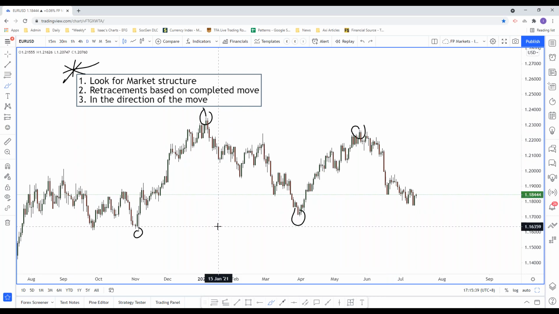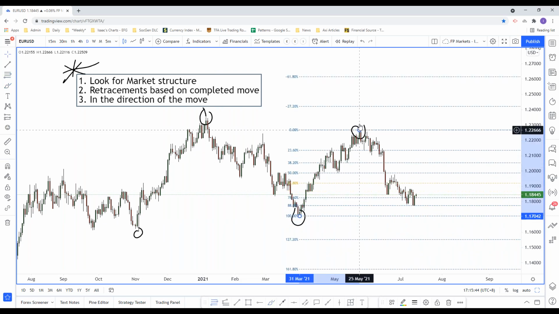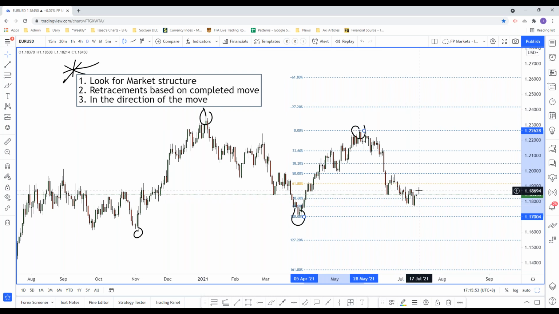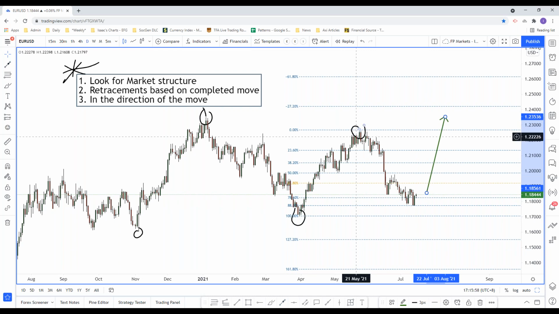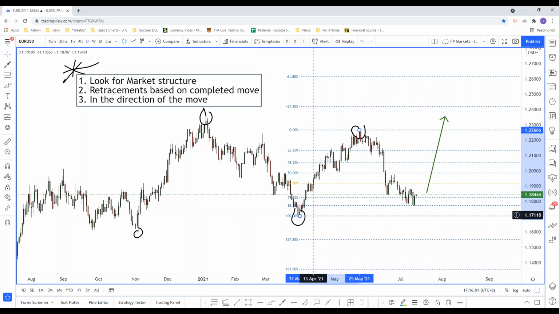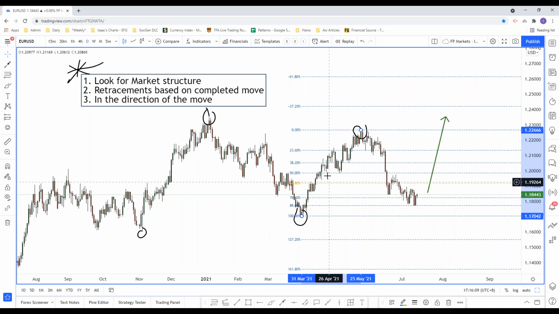Then we draw Fibonacci in the direction of the move, from low to high, in the direction of the move. The levels here do not change at all. Even if price were to be here right now and push much higher, it doesn't affect this Fibonacci retracement at all. The levels are still pretty much intact. So this is the proper way of drawing Fibonacci retracement.